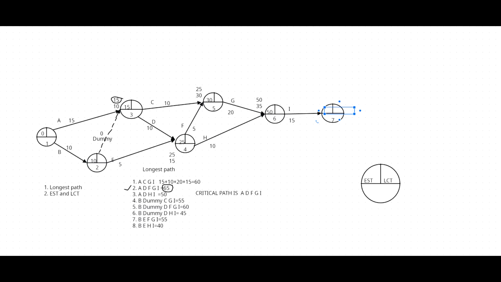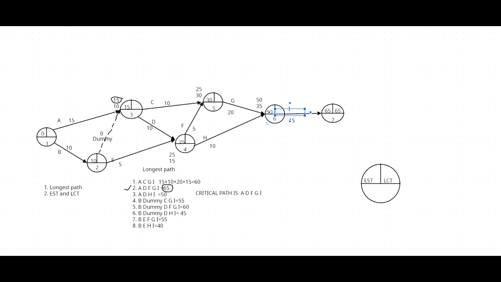Then you can start from the last event. Now you need to go back to the starting point. Now we are going to calculate the latest completion time. Normally, the last event's latest completion time equals the last event's early starting time. It's the same value, 65. That's the theory. Now subtract the duration. 65 minus 15, sixth event, value is 50.